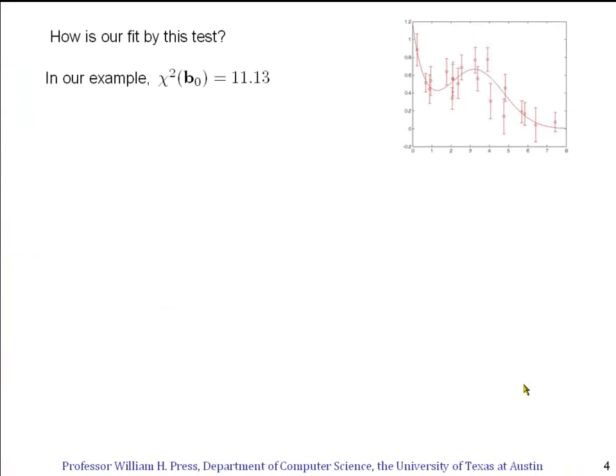Let's try this on our example from previous segments, the 20 data points that fit to a falling exponential plus a Gaussian bulge in the middle. And if you go back and look, you'll see that when we did the fit for the best fitting 5 parameters in this vector b0, we actually got a chi-squared value of 11.13.